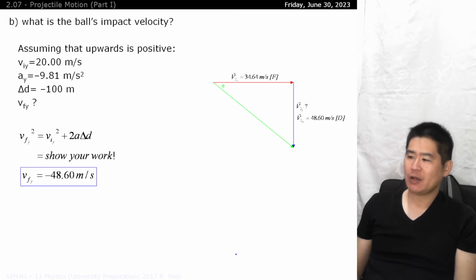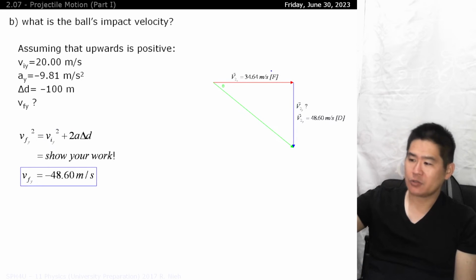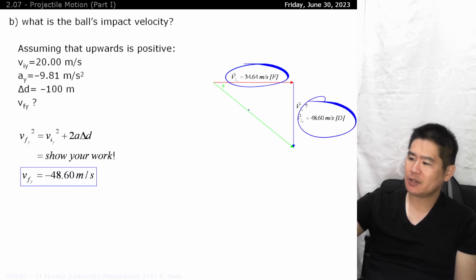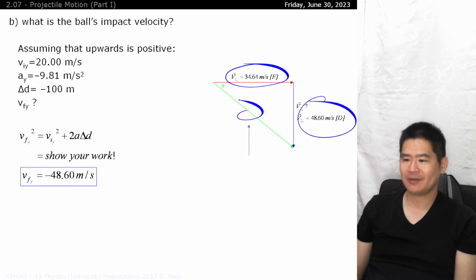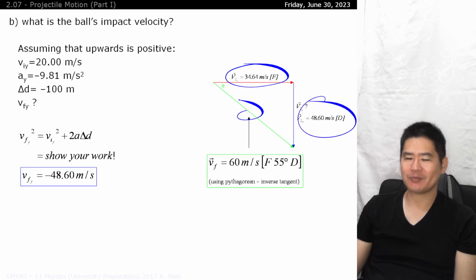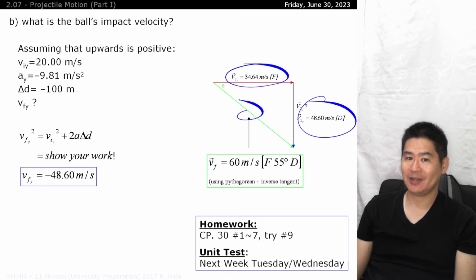Okay, so now we have a solution where we know the adjacent and the opposite. The hypotenuse can be solved by using, yet again, the Pythagorean theorem. Beautiful. The angle can be solved by using inverse tangent. And that's it. So this is part 1.